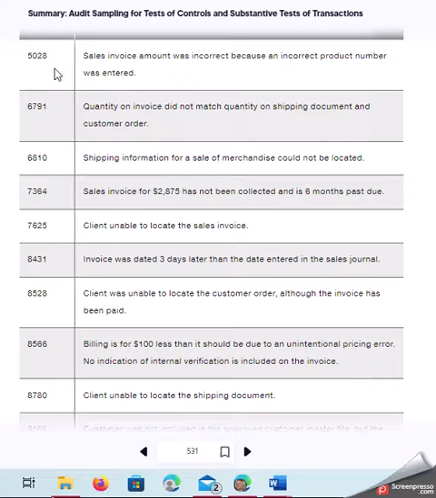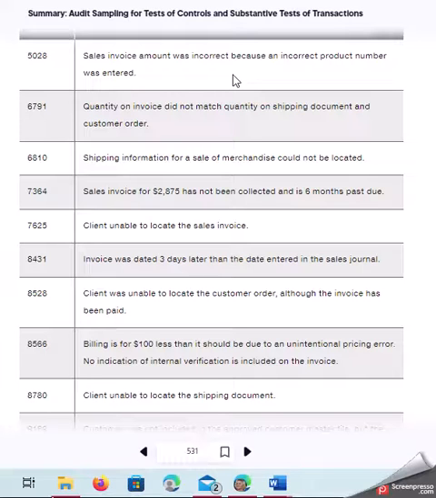Okay. So for this first one, she pulls this invoice, and the sales amount of the invoice was incorrect because there was an incorrect product number that was entered. So that would be an exception because, again, it's an error, and they don't give us dollar amounts, but depending on the product, it could be a decent amount difference. So yes, it's an exception.